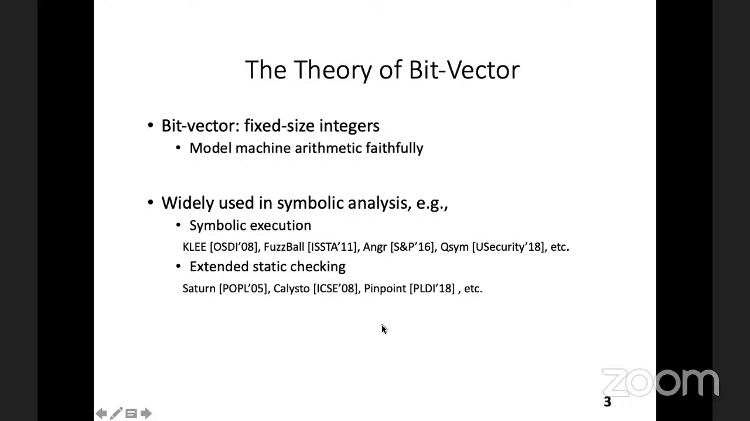The theory of bit vector is of crucial importance for software analysis. In short, a bit vector is a fixed size integer, like a 32-bit integer or 64-bit integer. Bit vector is important because it can model the machine arithmetic faithfully and precisely, such as nonlinear computation, overflow, underflow, and bitwise operation. If a tool models a 32-bit integer as an unbounded integer, then the tool might be unsound.